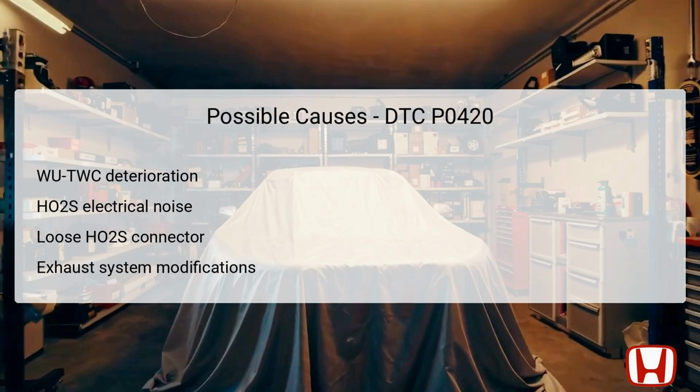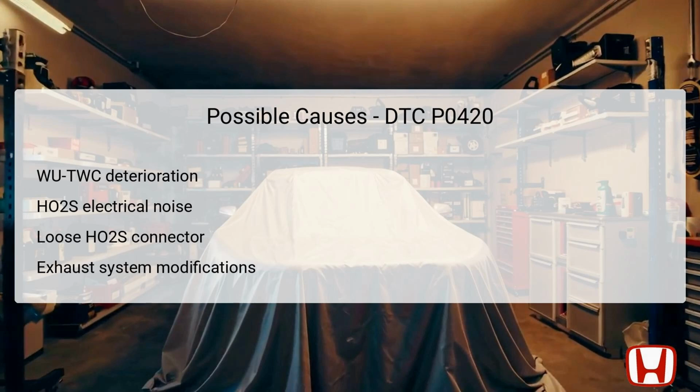Firstly, deterioration of the rear WUTWC is a primary suspect, as catalytic converters can degrade over time due to heat cycles and exposure to exhaust gases, leading to reduced efficiency. Second, electrical noise in the rear secondary heated oxygen sensor, Bank 1, Sensor 2, could interfere with the output signals sent to the PCM, impacting detection accuracy.